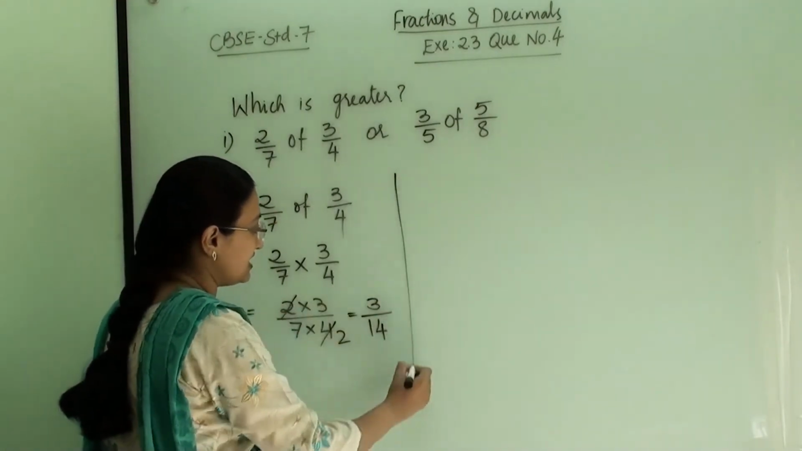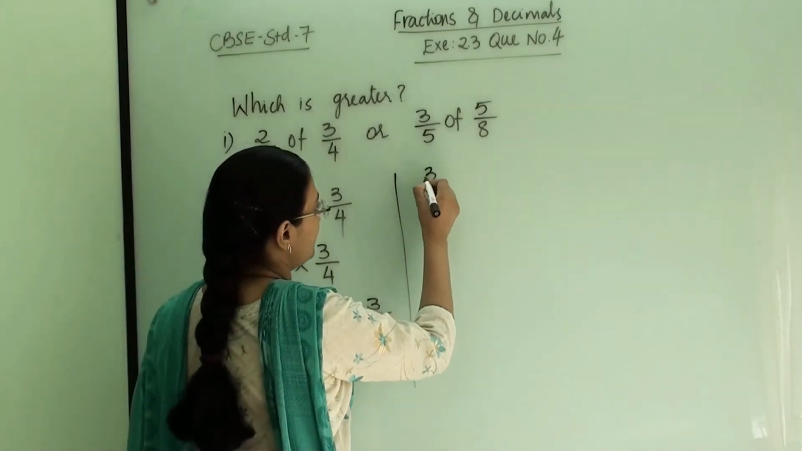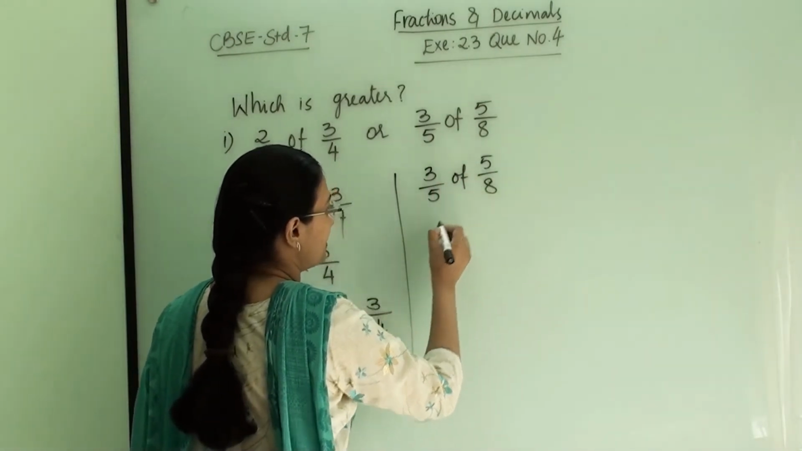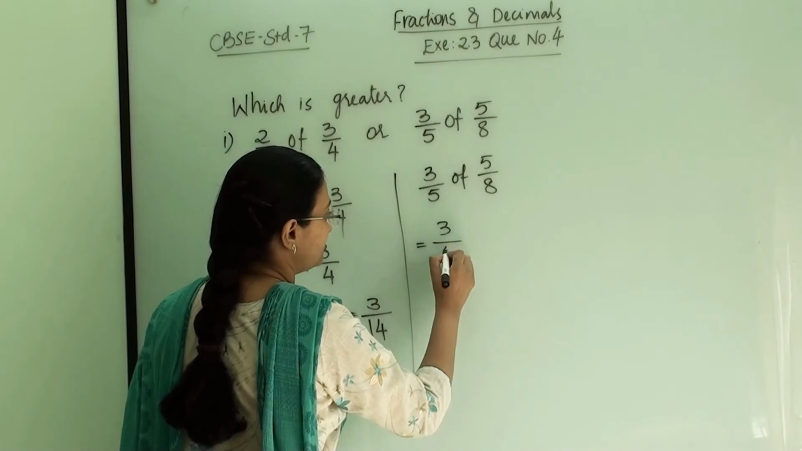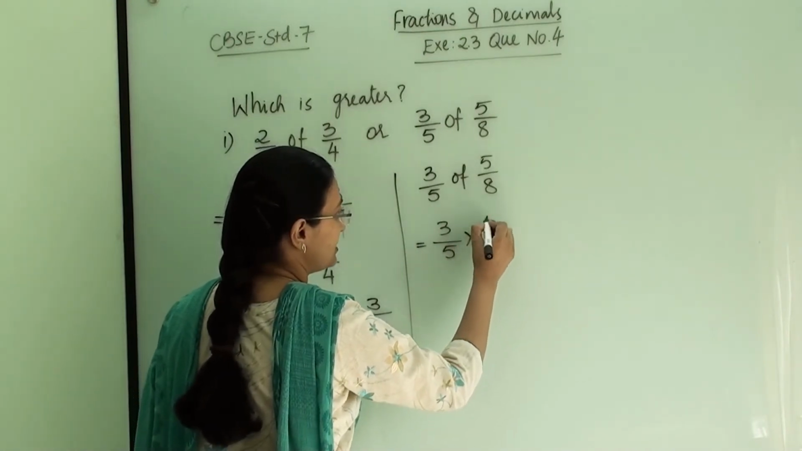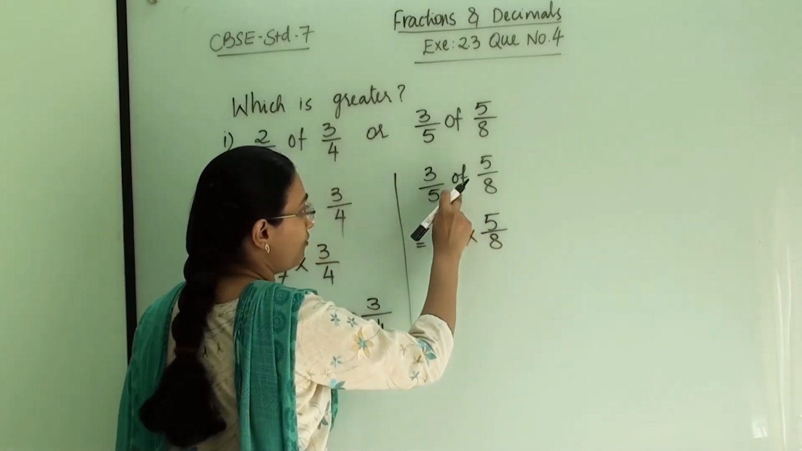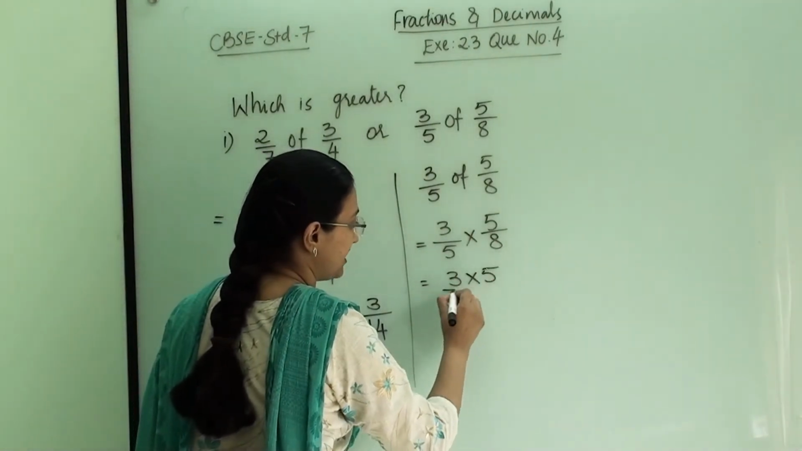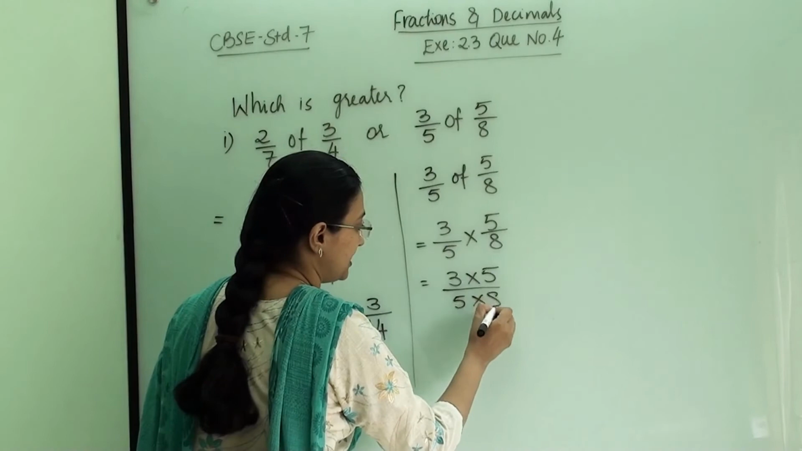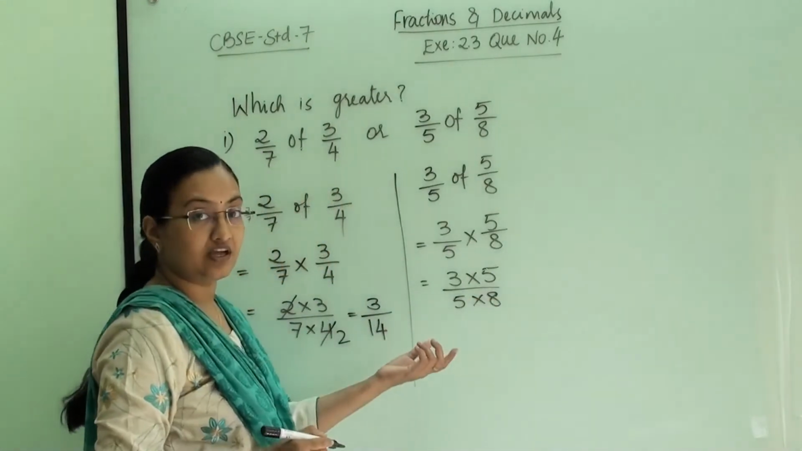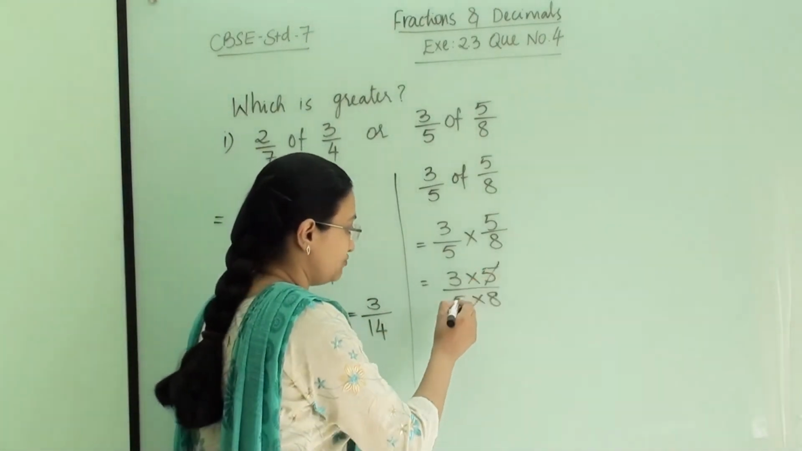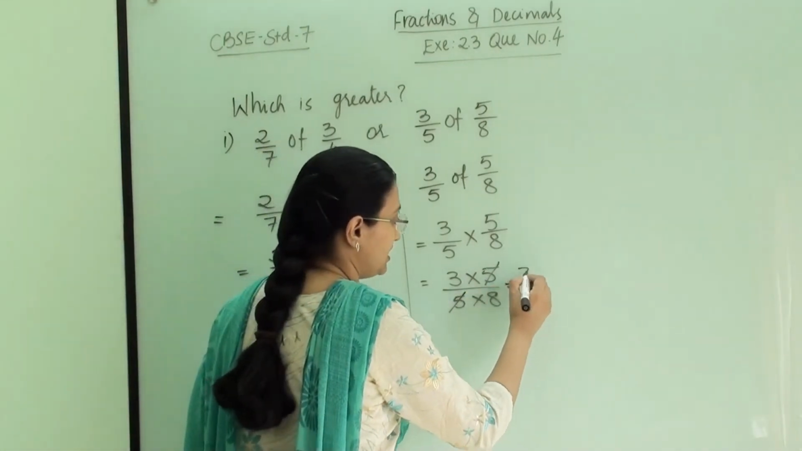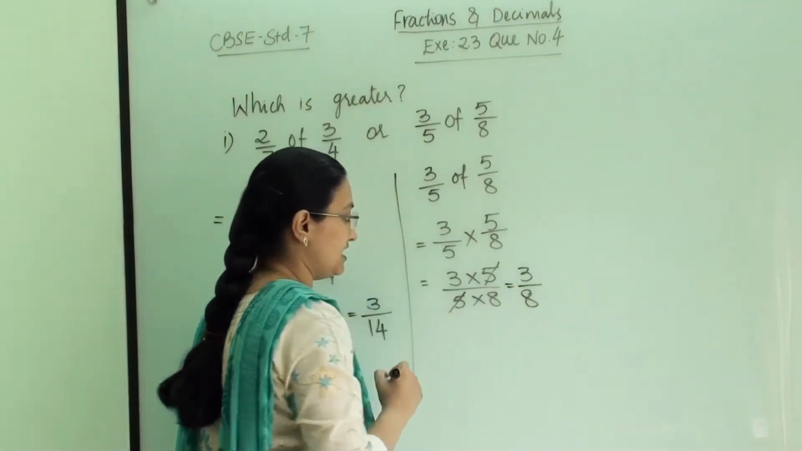Now let us take the second term, that 3 by 5 of 5 by 8. Same way we will solve this, that first we will write the multiplication sign in place of "of". Now simple multiplication, that 3 into 5 divided by 5 into 8. Let us see if we can reduce anything here. So 5 1s are 5. So here the remaining term is 3 divided by 8.